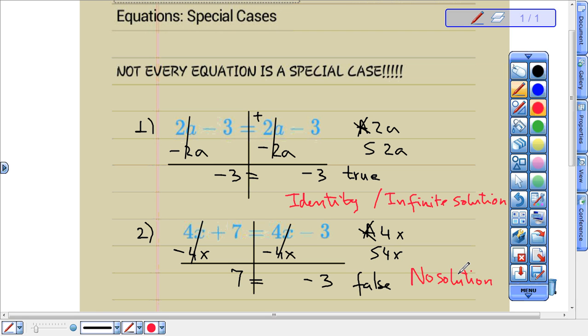So what is a special case? A special case is when we do an inverse operation and we have to eliminate, by addition or subtraction, the variable on the left side and on the right side. Therefore, we no longer have an equation, but we have an equality. If the equality is true, we're going to have identity or infinite solutions, like in the first example. If the equality is false, we're going to have no solution, like in the second example.